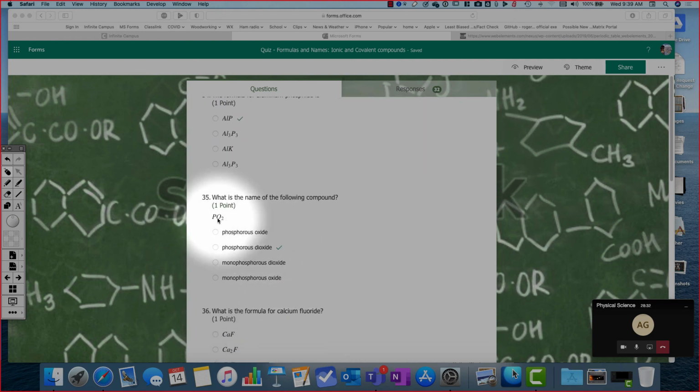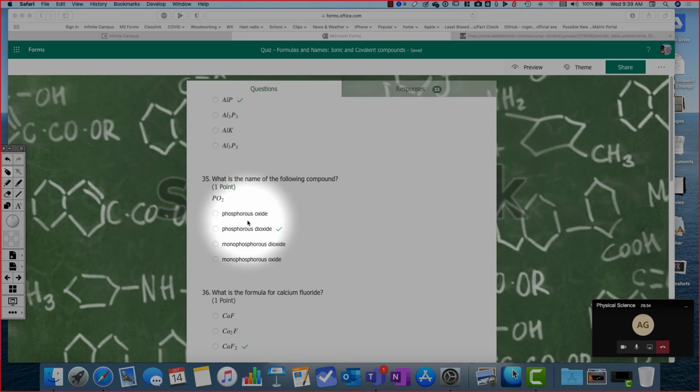The name of the following compound, PO2. P is phosphorus, O is oxygen. Those are two nonmetals, so you use covalent rules. One phosphorus is just phosphorus. Two oxygens is dioxide, so it is phosphorus dioxide.